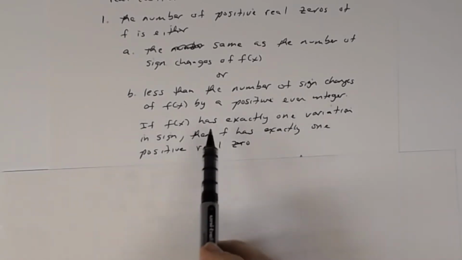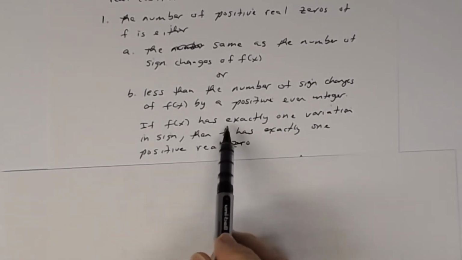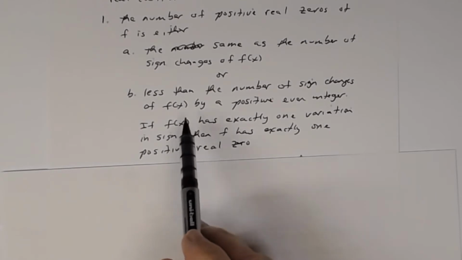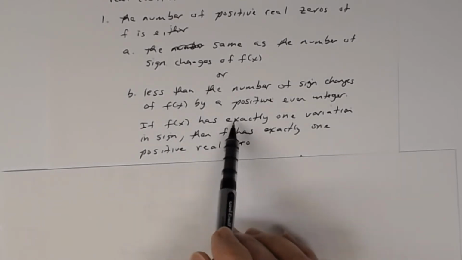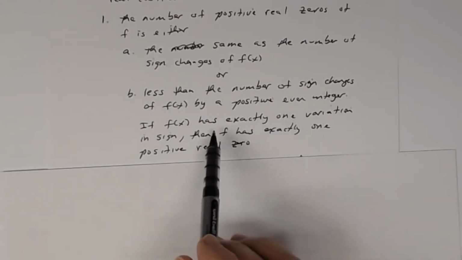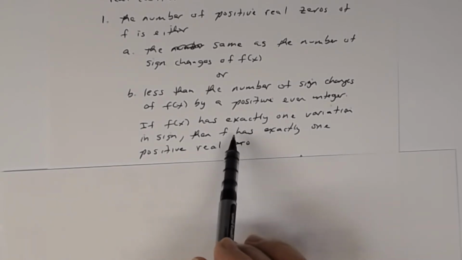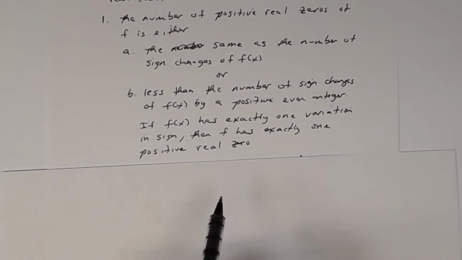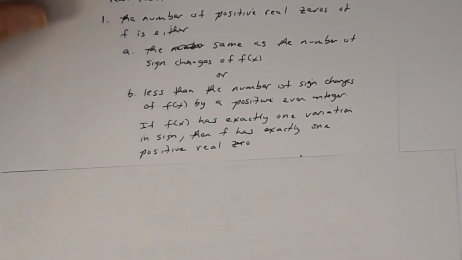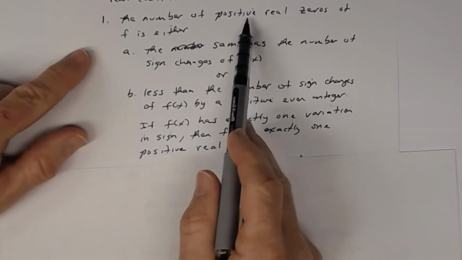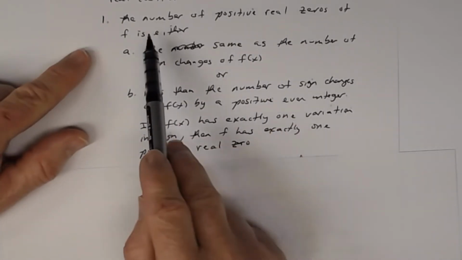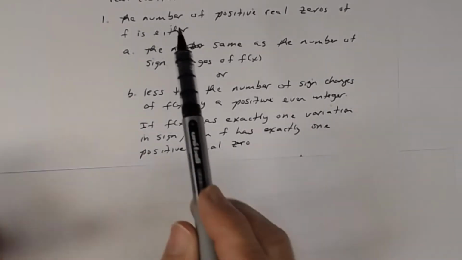All right. Now, here's something else that's going to be important. If when you do this, the function has exactly one variation in sign, then that means that function has exactly one positive real zero. So you're going to see some examples like that. All right, now, so remember the positive real zeros is based on the variation in signs for your function.